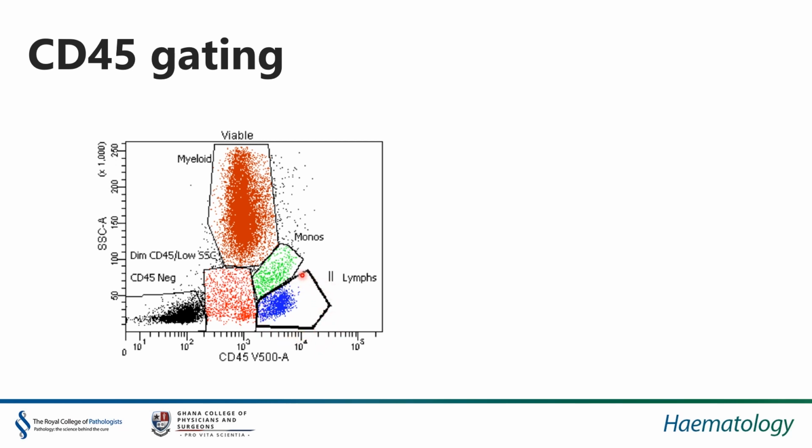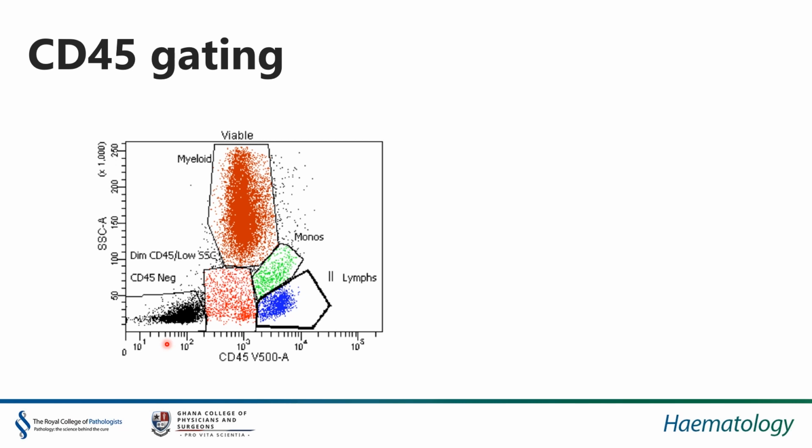We've got our monocytes, which have a slightly dimmer CD45 compared to our lymphocytes, but a higher side scatter. We have our myeloid series falling up here with increased side scatter, but again a weaker CD45. We've got a sort of CD45 dim, low side scatter window, and then we've got this CD45 negative population down here, which is commonly where our debris might fall and stuff that's not been stained.